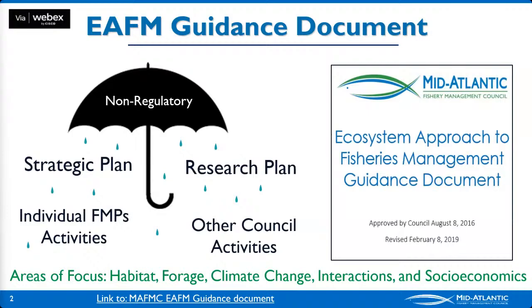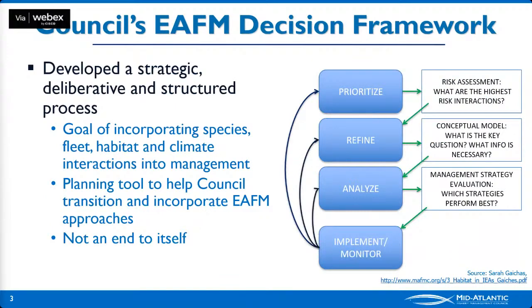And so I'll talk about some of the specifics of how the risk assessment works within the actual guidance document. One component of the guidance document is the council's EAFM decision framework. The council was really interested in taking a very deliberative and structured approach to incorporating ecosystem information into its management process, and really thinking through how we're going to incorporate all of our ecosystem information and where it can fit into either our science and management process. So this is the decision framework that you all created. And the first step in that process is our risk assessment.